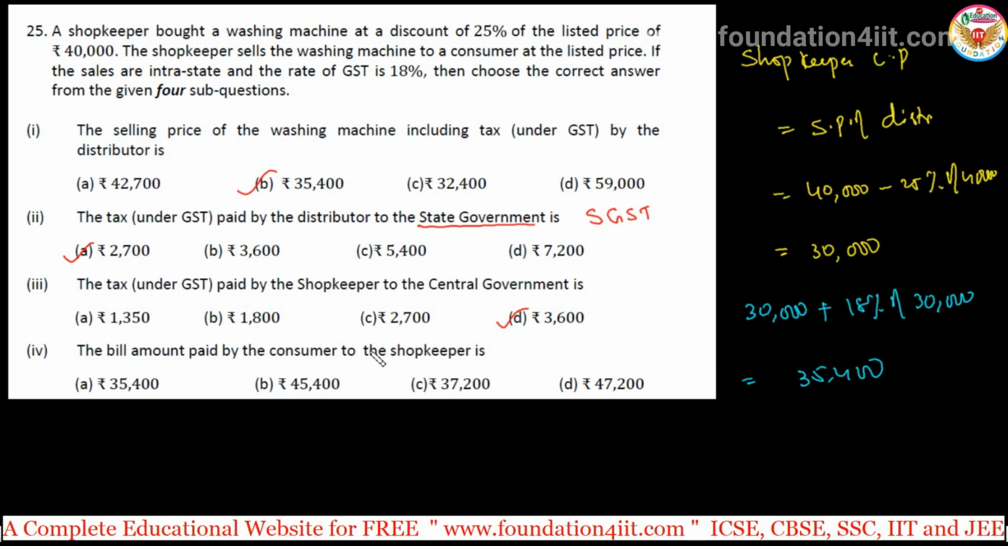Next, the bill amount paid by the consumer. That means 40,000 plus 18% of 40,000, so 47,200, the total bill. The main thing is who is paying to the government, based on the profit they make. Whether state government or central government, whichever is asked, you can consider and write on that. Okay, these are the answers you can go through.